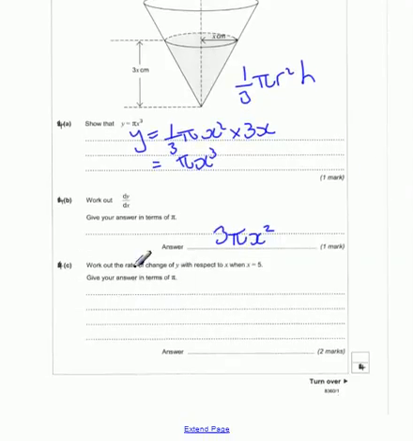Part C, we're going to be finding the rate of change at a specific x value. The rate of change is our dy by dx, so that's what we found in part B, but we're now doing it at x equals 5. So what we need to do is sub x equals 5 into our 3 pi x squared. So that's going to give us 3 pi times 5 squared. 5 squared is 25, times by the 3 is 75 pi. And our answer in terms of pi as required.